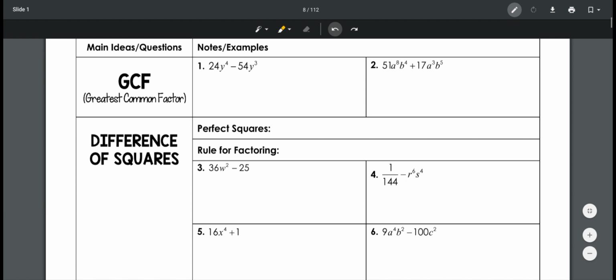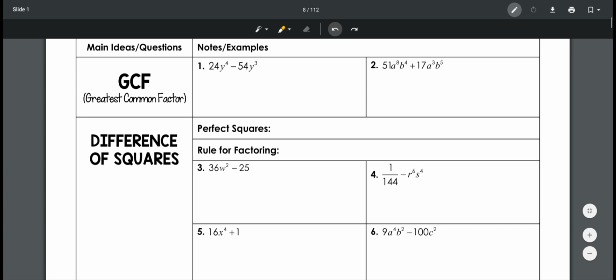In this review session, we're going to talk about two of the several methods for factoring. The two factoring methods that we are going to talk about in this particular lesson are greatest common factor and difference of squares.